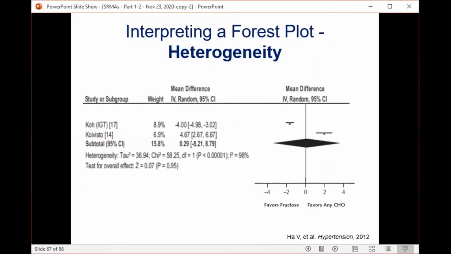Now let's explore an important term in meta-analyses, heterogeneity. Heterogeneity is a statistical test which assesses whether observed differences in results between studies are the result of chance alone, or if they are the result of variability in the included studies themselves.